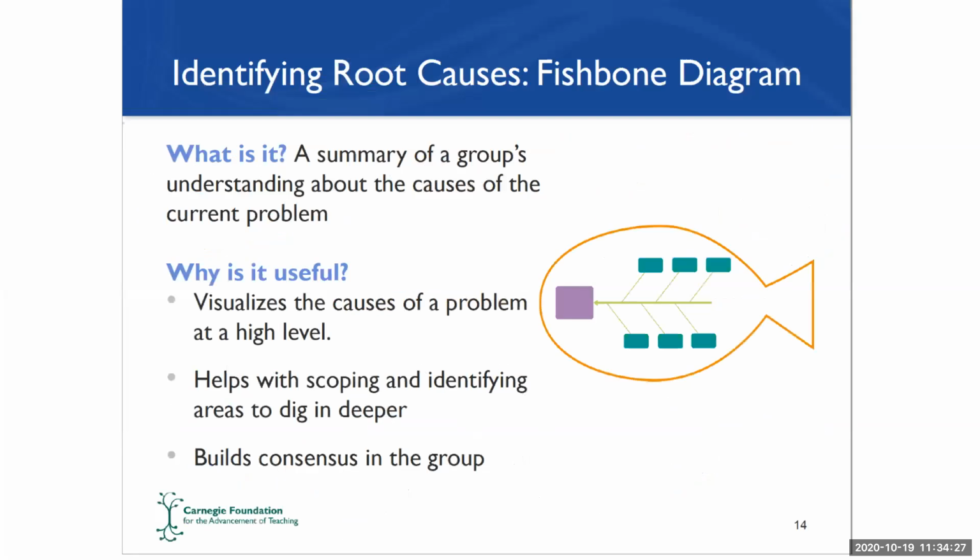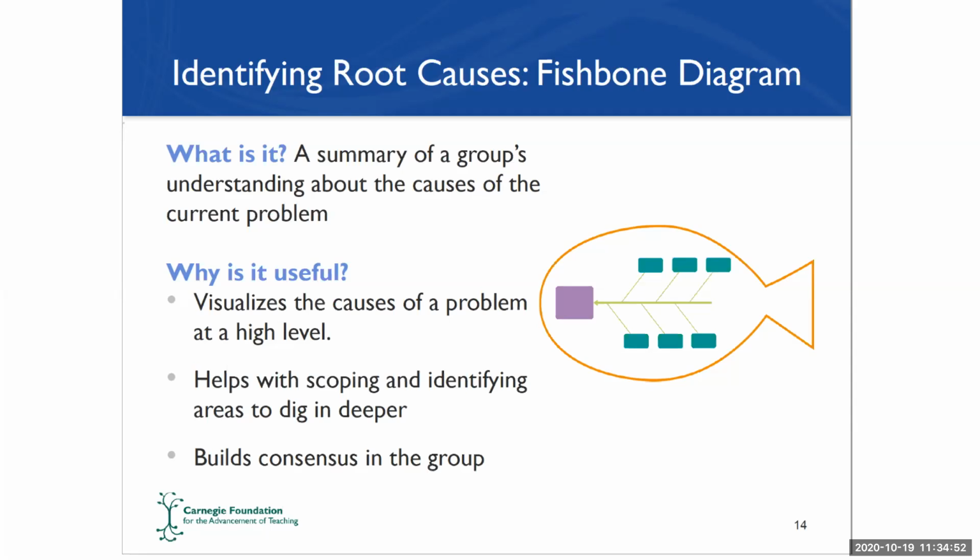the problem. So a fishbone diagram is really a summary of everything that you understand about what causes the problem. It's a visualization of the causes of the problem, and it really helps with scoping and identifying where you want to dig deeper, and identifying what you may know and might not know about the problem, and where you might need to go back into discovery to learn more.